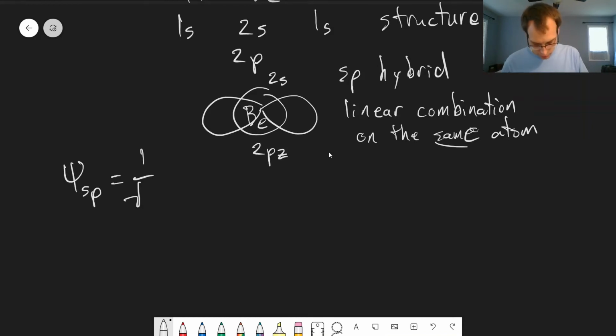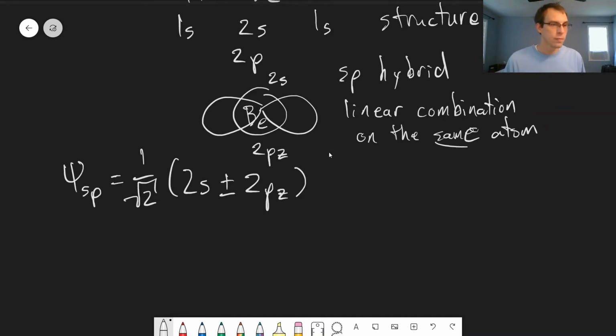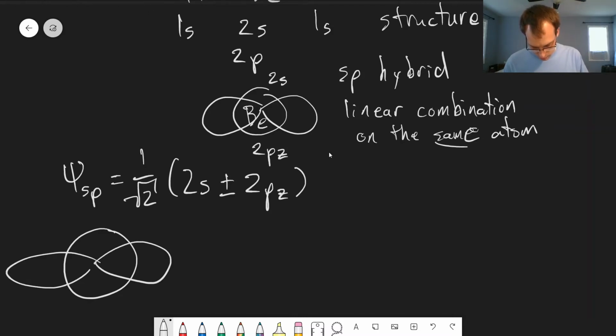We'll have a normalization constant here, 1 over square root of 2, because we're adding together two wave functions. And we'll have a combination of 2s plus and minus the 2pz orbital. Okay, and again, we're taking the z-axis to be along the bonds between beryllium and hydrogen. So we take these two orbitals here. We're going to have a plus and a minus.